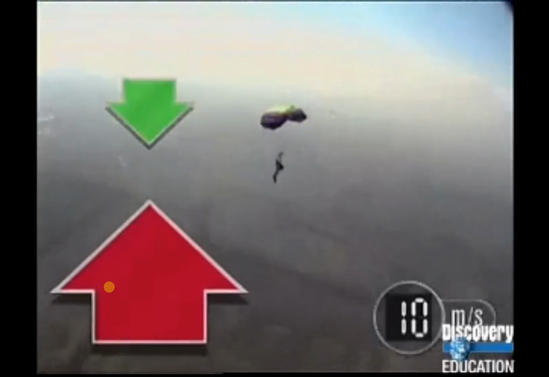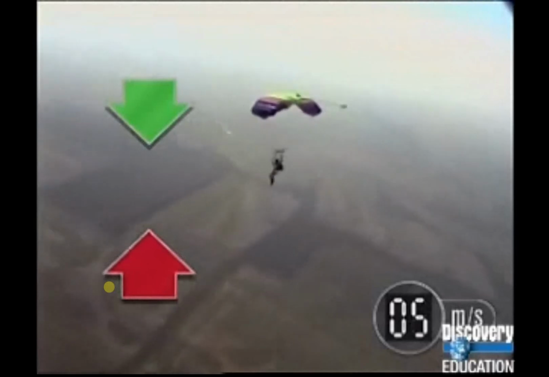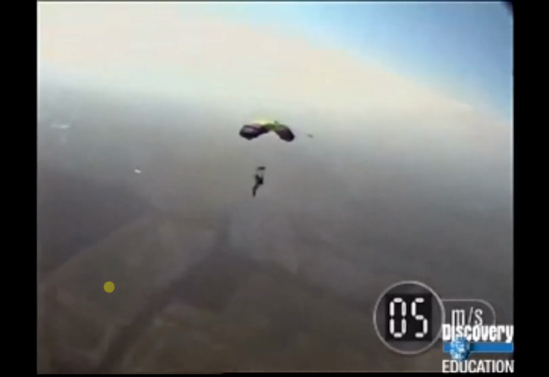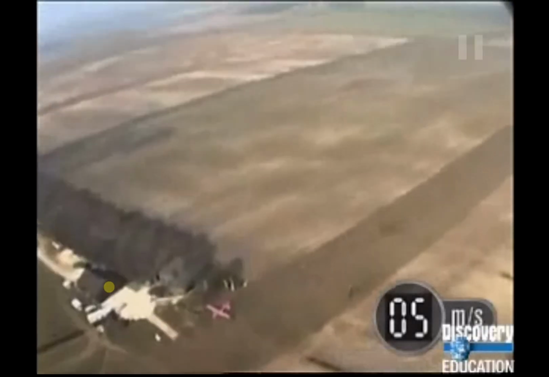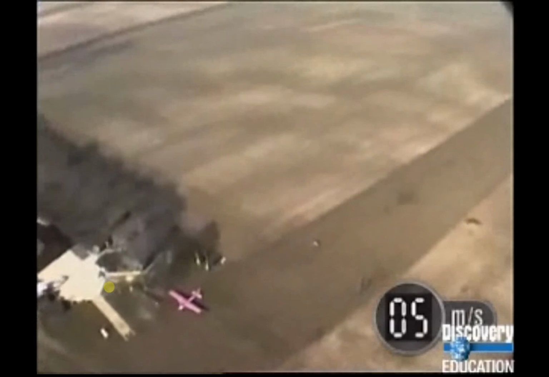Because she's slowing down, air resistance decreases until it balances gravity again, and she reaches a much slower constant speed. 5 meters per second, what's that, about 18 kilometers per hour, give or take a little bit, so much slower. Approaching the ground at 5 meters per second is a much better idea.